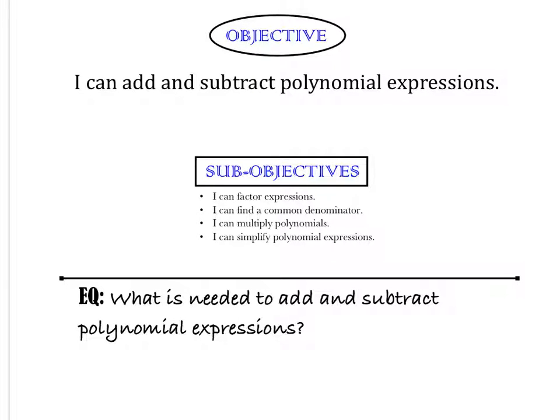Alright, in this lesson, we are going to talk about how to add and subtract polynomial expressions. So up to this point, we have simplified polynomial expressions, rational polynomial expressions, and we have multiplied and divided. So now we're going to add and subtract. And your essential question, your focus, is: what is needed to add and subtract a polynomial expression, a rational one?